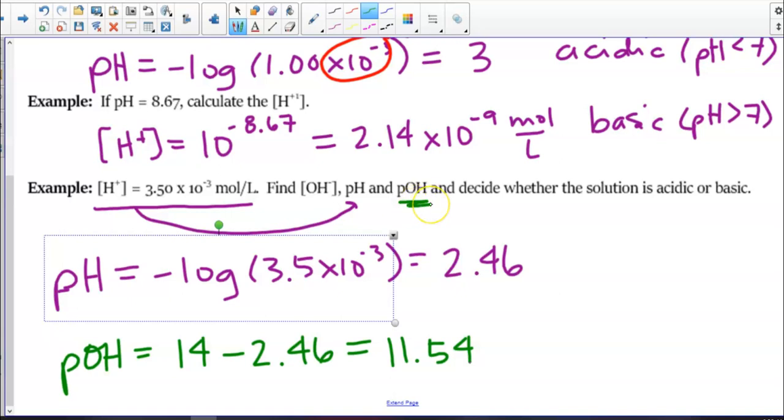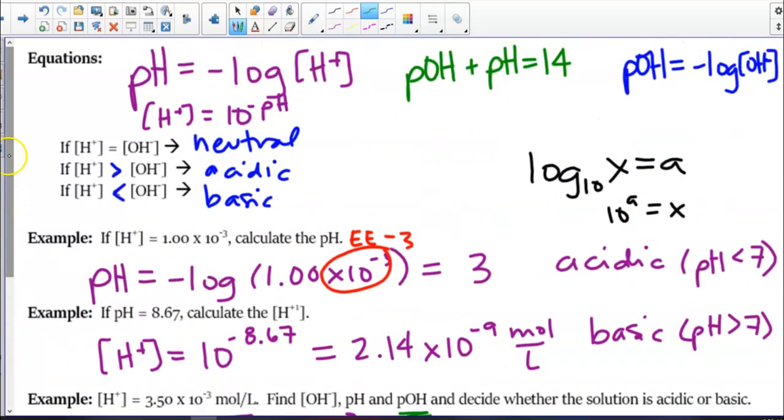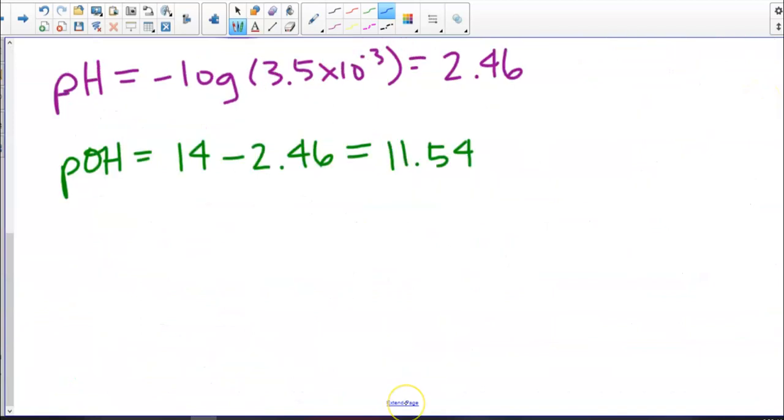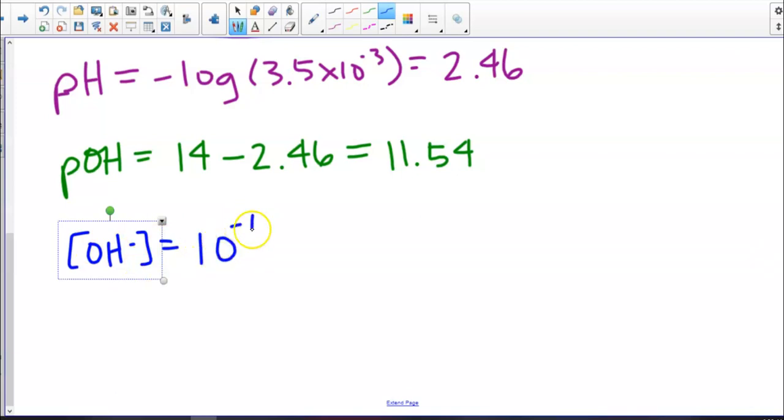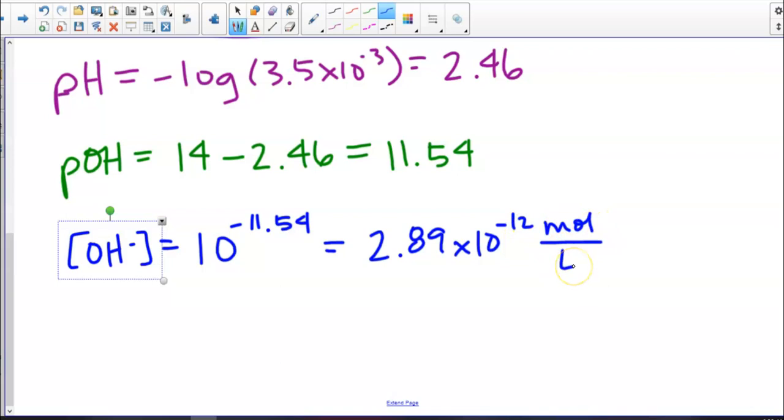The last part then is how do we find the OH-? Well, if I know the pOH, I can find the OH-, just like I did with the H+. We can undo this log. So the OH- is going to be 10 to the negative pOH, which is 10 to the negative 11.54. I type that in and I get 2.89 times 10 to the negative 12. And remember, this is a concentration, so this has units of moles per liter.